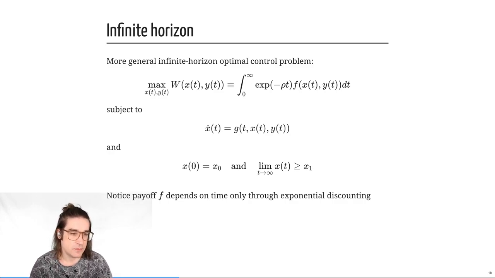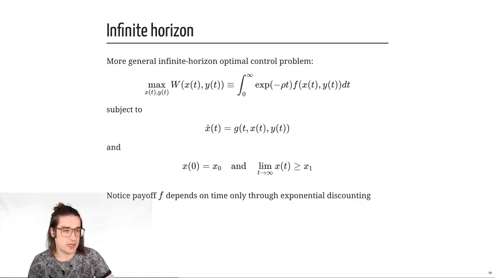I changed one thing. First of all, it's a discounted problem. We have some constant discount rate. We have some objective function. There's no terminal value, and it's an infinite horizon, right?